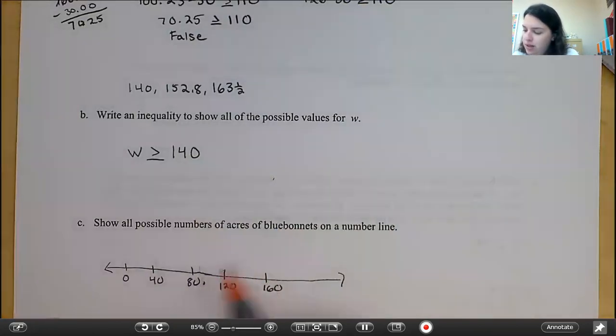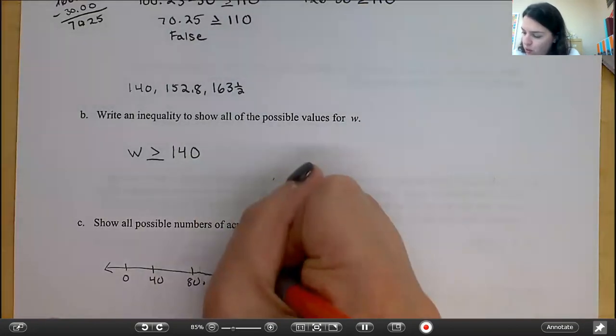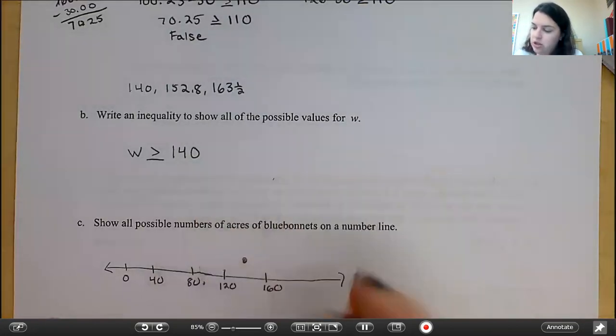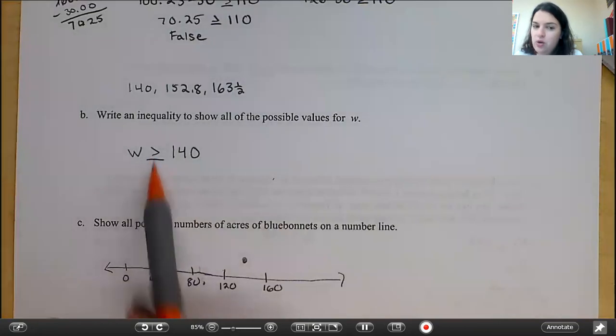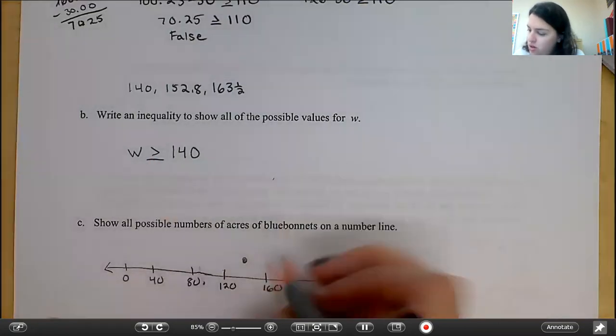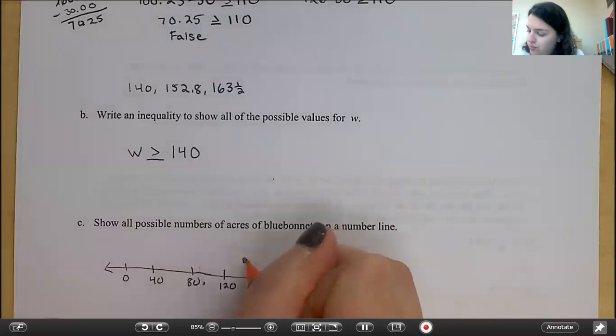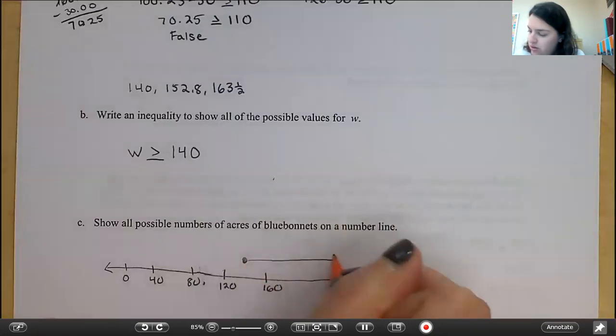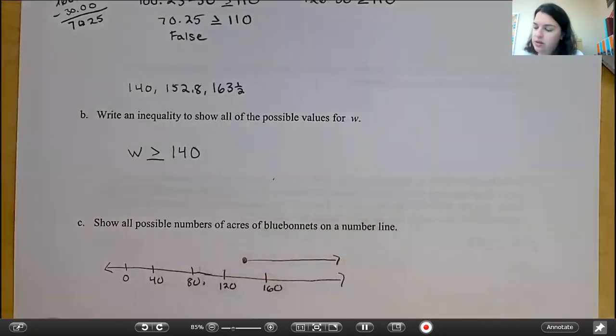Okay, if you're back with me, then you should try to graph it. So we're at 140, and our boundary point is shaded in because W is greater than or equal to 140. So shaded in boundary point, and our arrow is going to the right. That's telling us that any 140 or any number greater than that makes this inequality true.